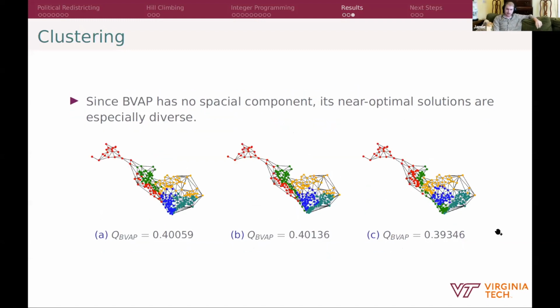This is the BVAP. It doesn't have a spatial component as part of its objective function, so it's even more diverse in terms of what things can look like. Again, the best hill climbing solution we found was somewhere between these two solutions visually.